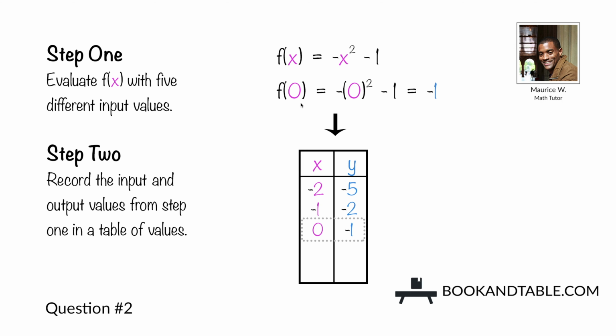f of 0 is equal to negative 0 squared, which would be 0 here. And 0 minus 1 is equal to negative 1. So the input is 0 and the output is negative 1.